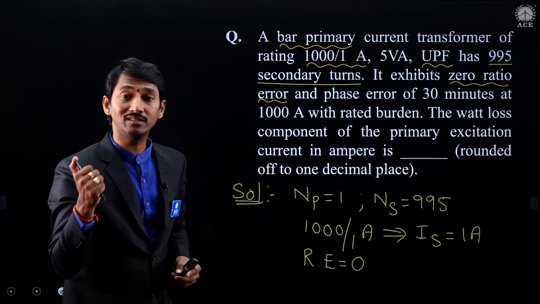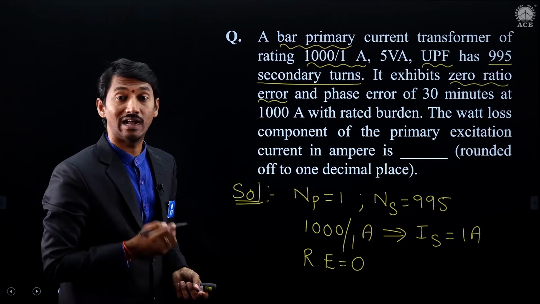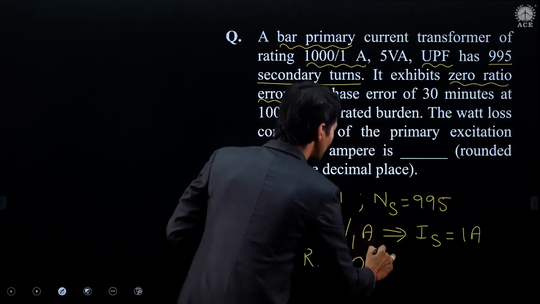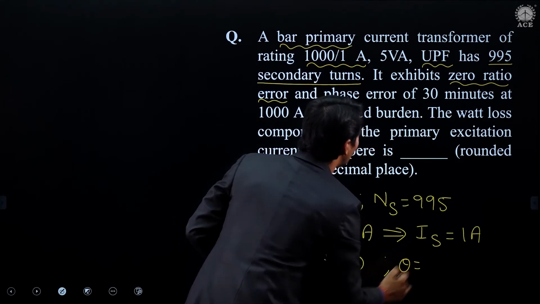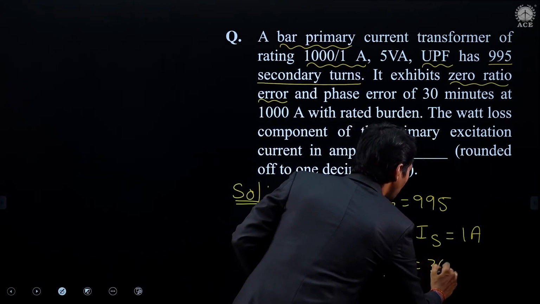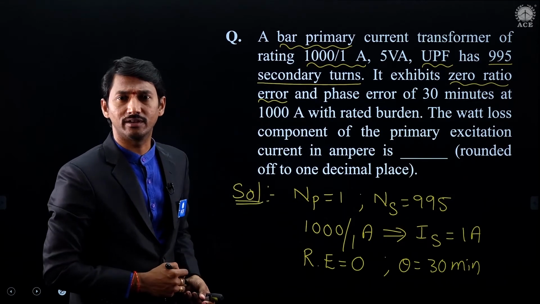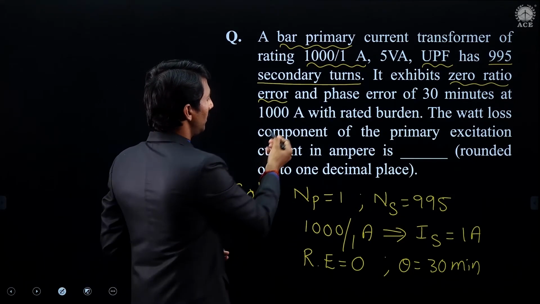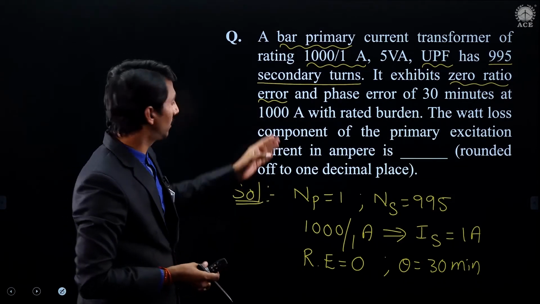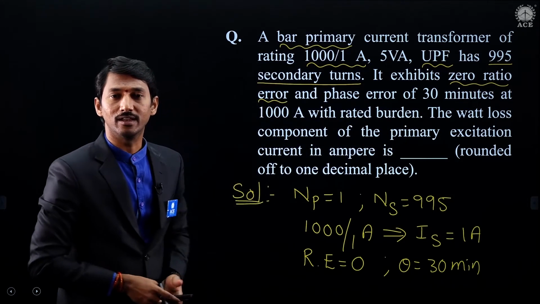Sir, the ratio error is 0. We need to bring the ratio error formula, and from that we need to understand some relation under the 0 ratio error condition. Okay. And the phase angle error, theta, is equal to 30 minutes, or we can convert it in terms of degrees, no problem. After that, 1000 ampere with a rated burden, means at the full current value with the corresponding burden. Yes, the corresponding phase error is given.